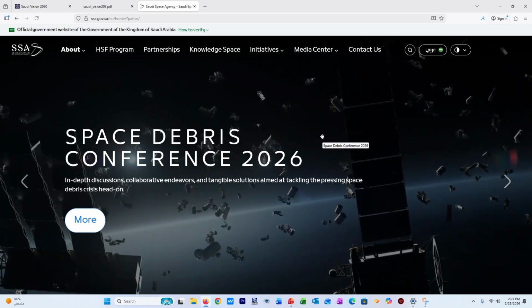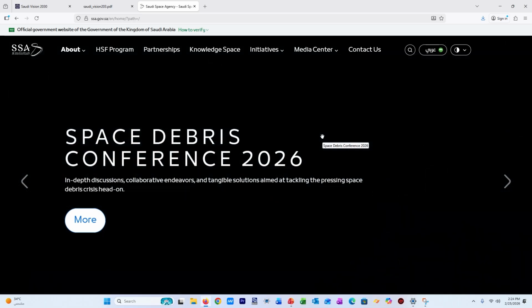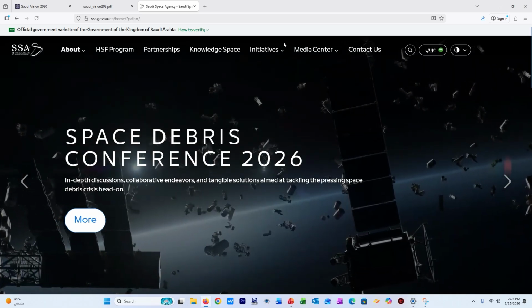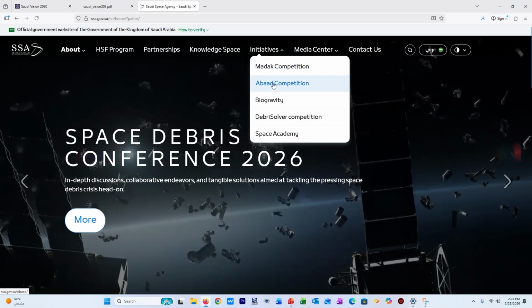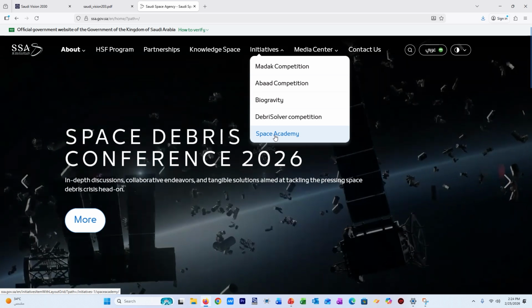We were in the top 50, then in the top 15, but we could not qualify for the last top 10. But it was a big competition, and if you go here, you can see in the initiatives, look, there are Madak, Abad, Biogravity, Debris, and Space Academy. You can see how many competitions there are.